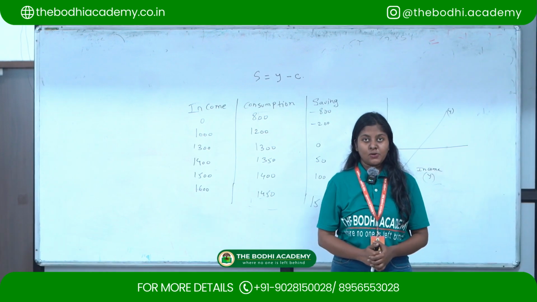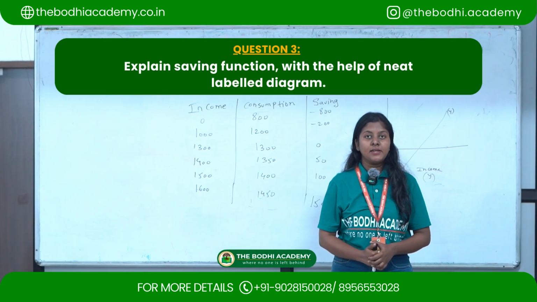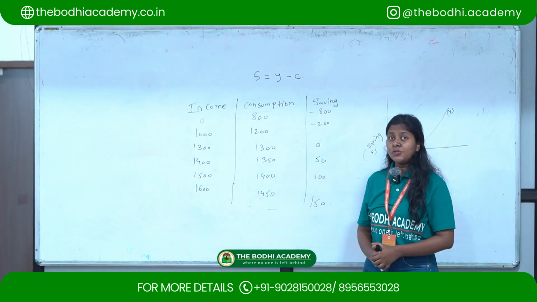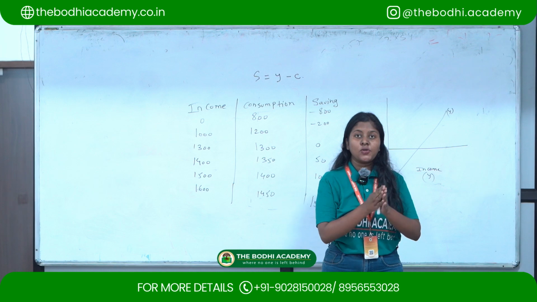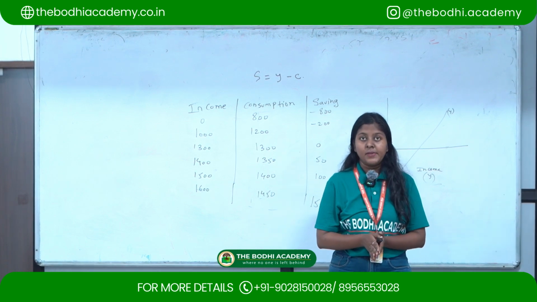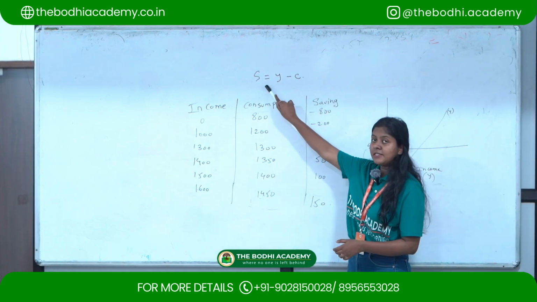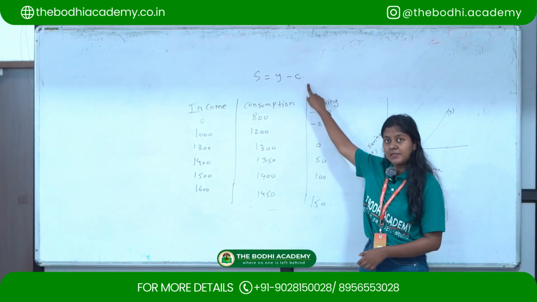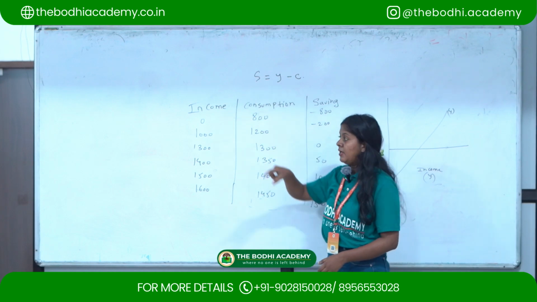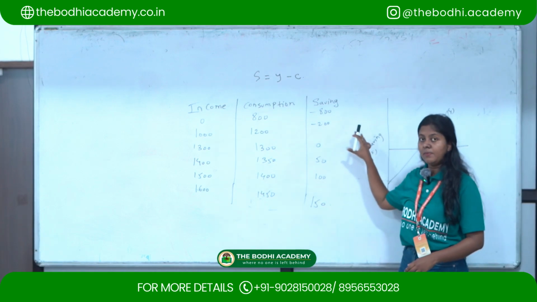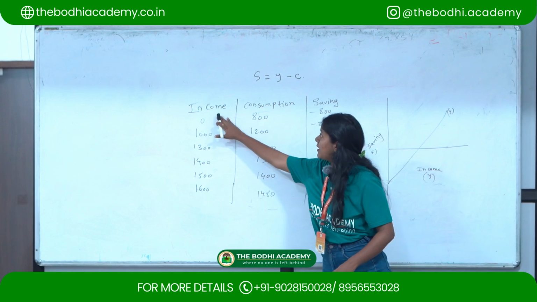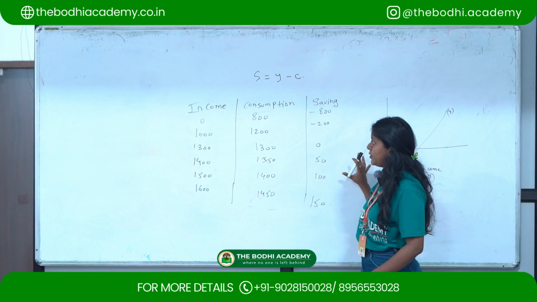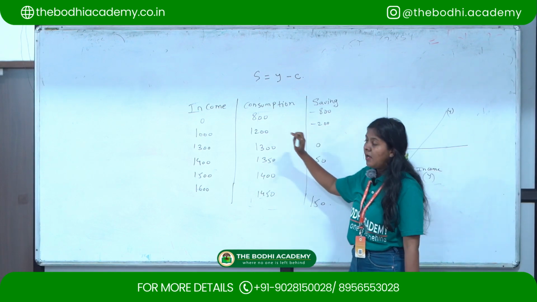So we'll move to the next question, number 3, that is, explain saving function with the help of a neat labelled diagram. With regard to the saving function, saving is the excess of income over consumption. We denote this as S is equal to Y minus C, where Y is income. So in the diagram, income, consumption and saving are all mentioned. This schedule will explain it.